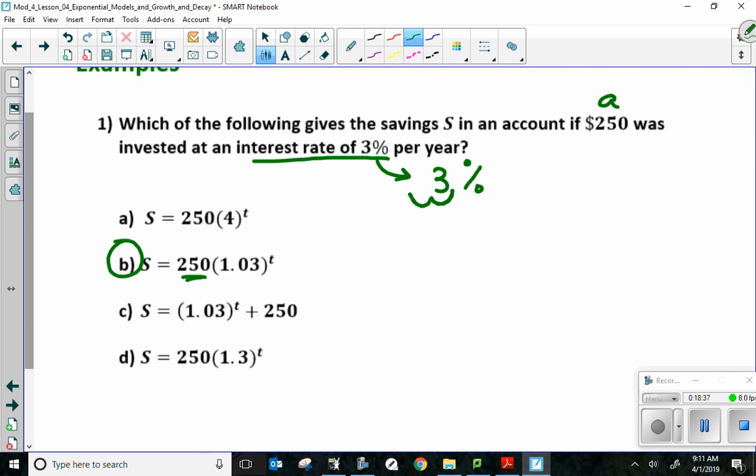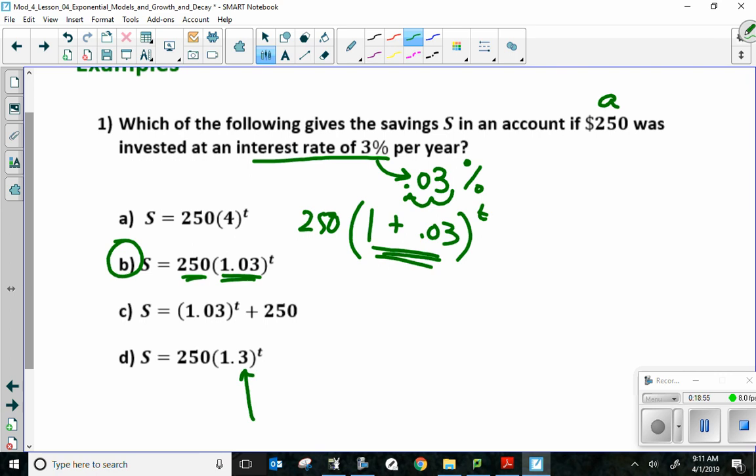3%, there's a decimal, it goes 1, 2, it's 0.03. I'm adding 1 plus 0.03 to my 250 to my time. And of course, if I add those together, this is what I get. Here you go. Look, if you slide the decimal over once, that's 30%, not 3%. This is taking 1 and adding it to 3. That's not even making it into a decimal. That's leaving the 3 in percent. That is wrong. The answer is B.